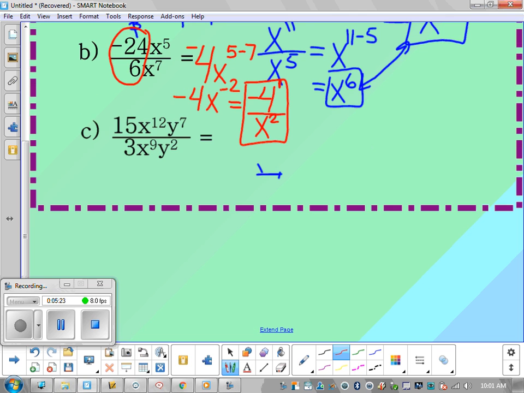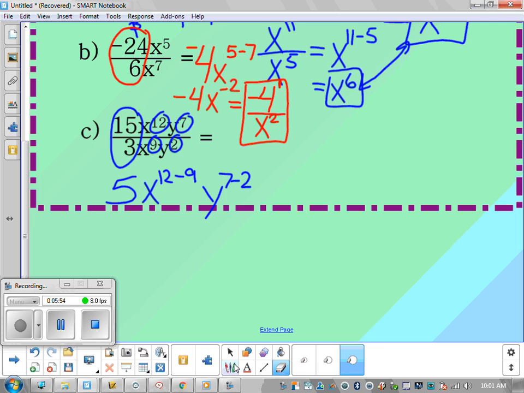Looking at the third example on this section, we're going to do the same thing of dividing the coefficients. 15 divided by 3 is 5. And then I'm going to look at my x's exponents, 12 and 9. I'm going to subtract them, 12 minus 9. Then I'm going to look at the y's exponents, 7 and 2, and I'm going to subtract them, 7 minus 2.